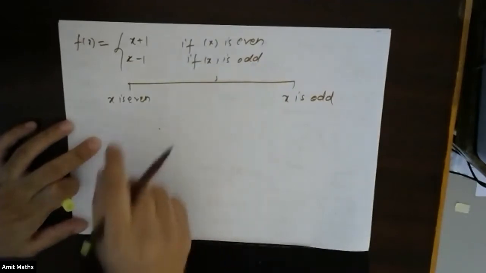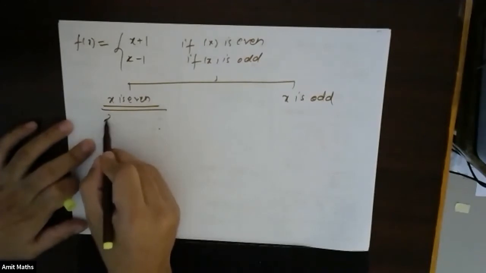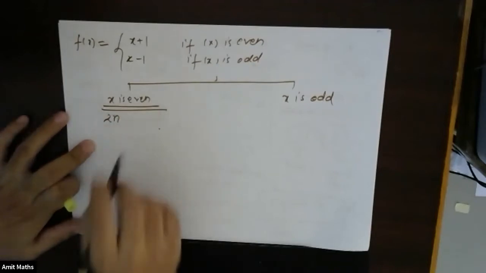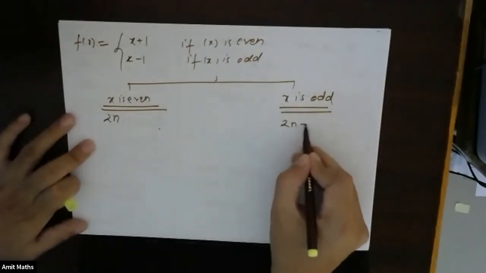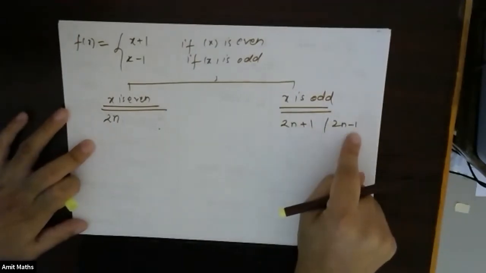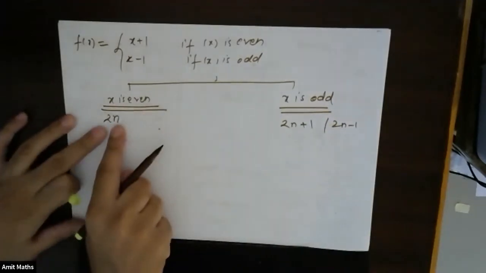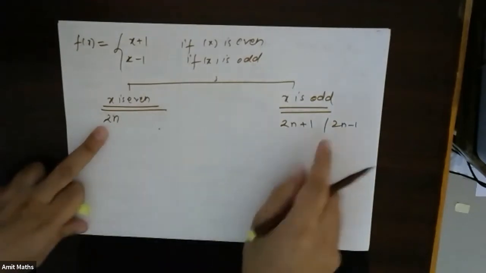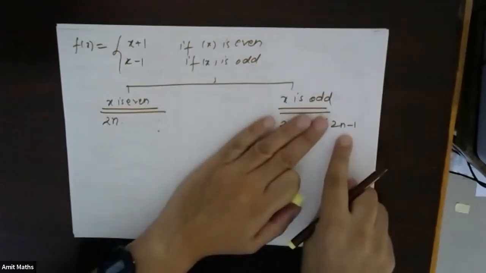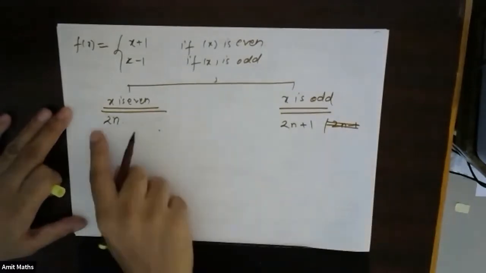Now, if x is even, I can take x in 2n form. If x is odd, it can take 2n plus 1 or 2n minus 1 form. Where, in this case, n belongs to whole numbers, and in the other, n belongs to natural numbers. Understood? Fine. So for simplicity's sake, I will first take these two cases.